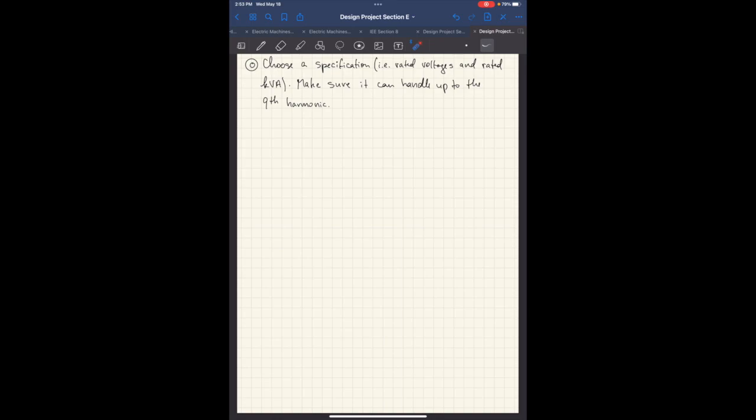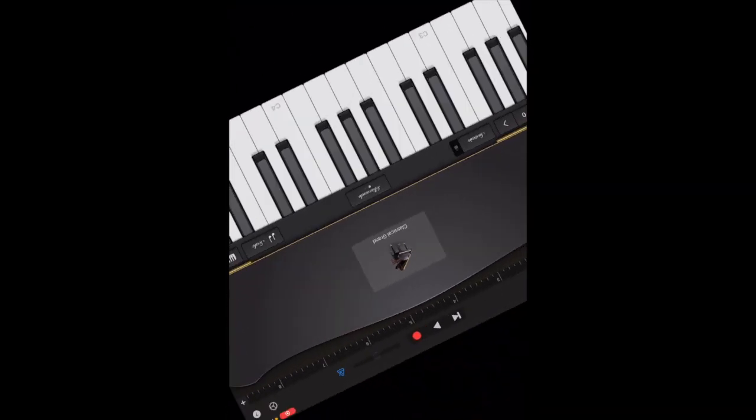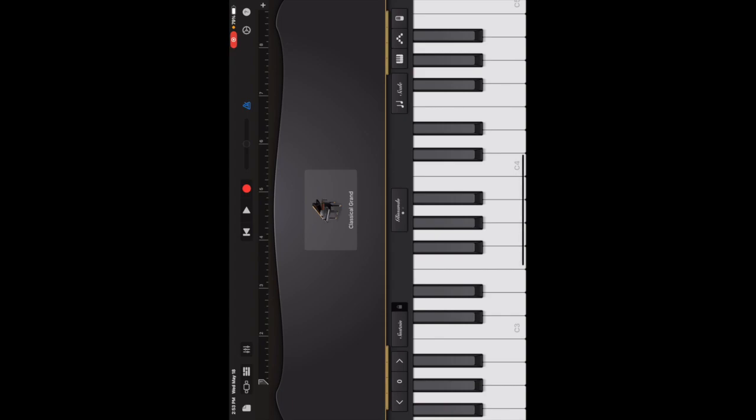Okay, so in short, I have a little demo. Hopefully it'll work. I have GarageBand here. Okay. So, for example, let's see if it plays. Okay, it plays through there. So, for example, this note that I'm playing, right, this is an A. Okay, that's a piano. All right.